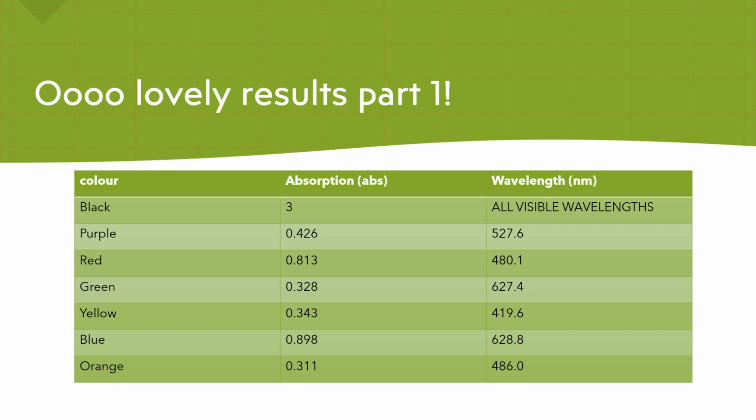So, as you can see, these are the results from the ink part of the practical, and black is the only result gathered to have an absorption above 1 and also that has all wavelengths absorbed. However, as you can see, all the other colours also have quite varied amounts of absorption and quite varied amounts of wavelengths.